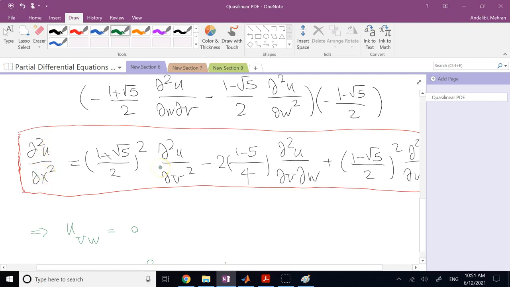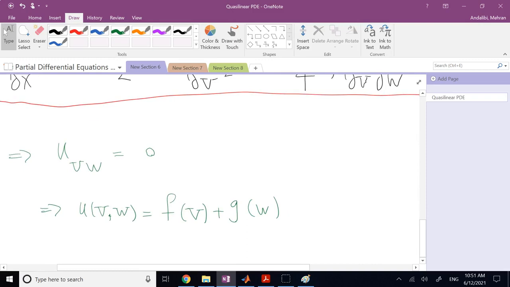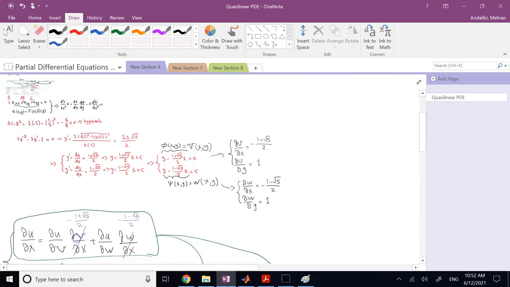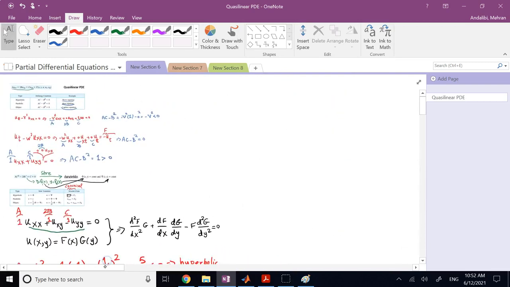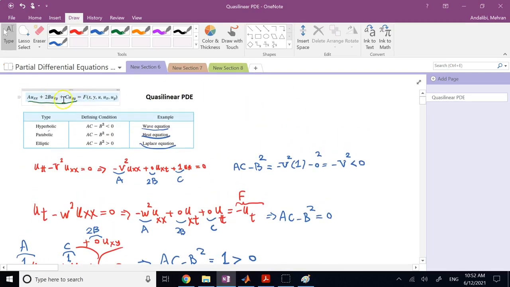Write all of them in terms of u, in terms of v and w, and replace them back into the original PDE. Once you do all of that, your original PDE that you could not solve by separation of variables can now be reduced into this form that is easily solvable as a simple general solution. Okay, so it's not just to make it simpler. The thing is, these canonical forms, you can easily solve them, or it's possible to solve them, while not every quasi-linear PDE in this format can be solved by separation of variables.